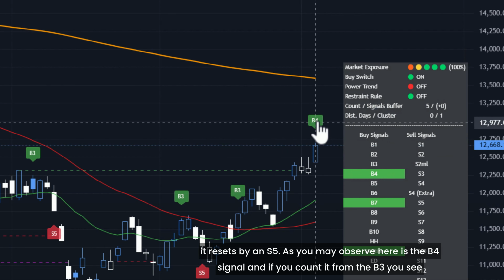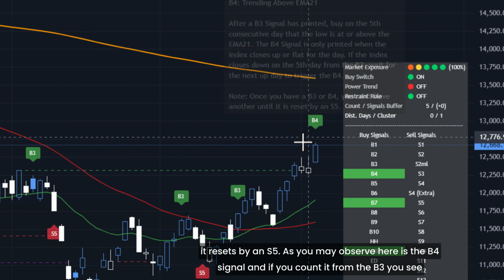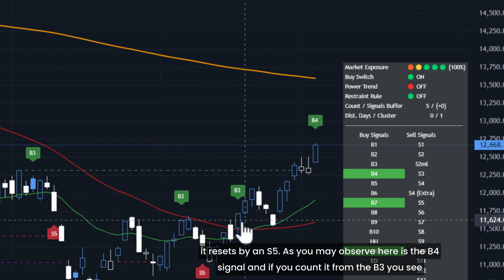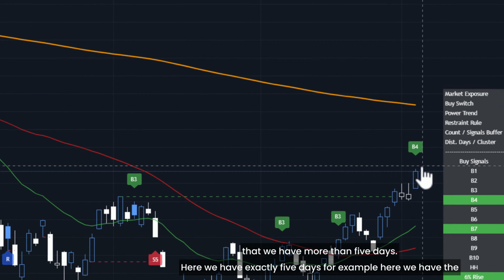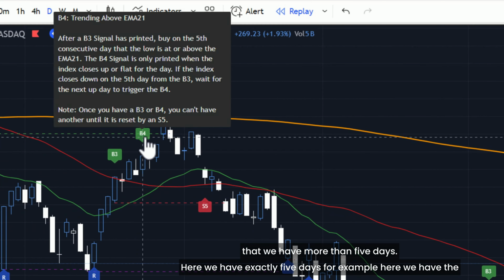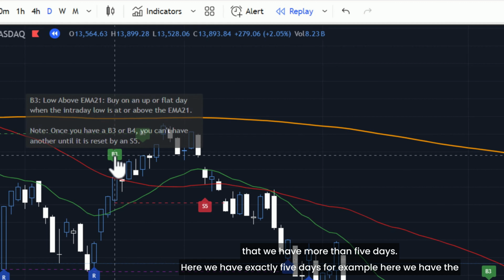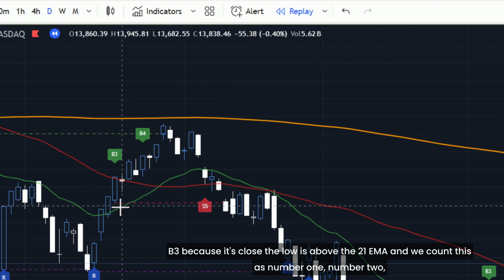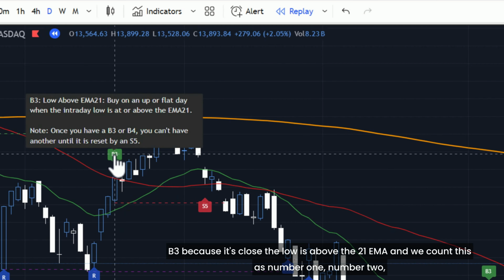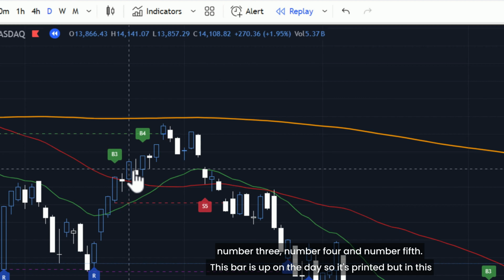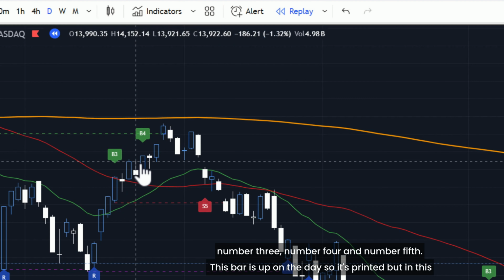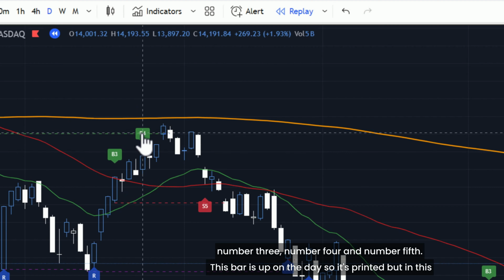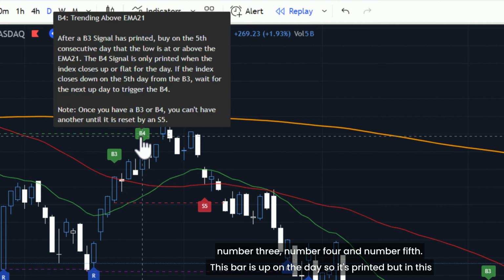As you may observe here is the B4 signal, and if you count it from the B3, you see that we have more than 5 days. Here we have exactly 5 days. For example, here we have the B3 because it's close, the low is above the 21 EMA, and we count this as number 1, number 2, number 3, number 4, and number 5. This bar is up on the day, so it's printed.